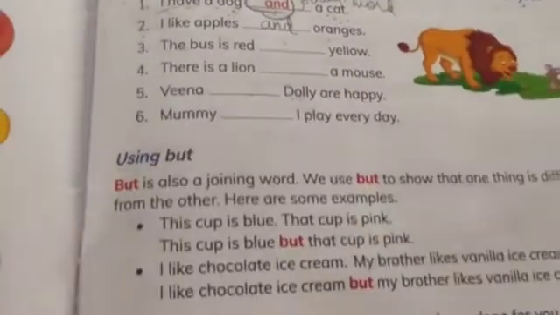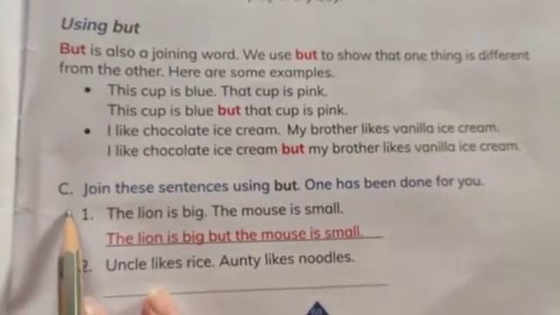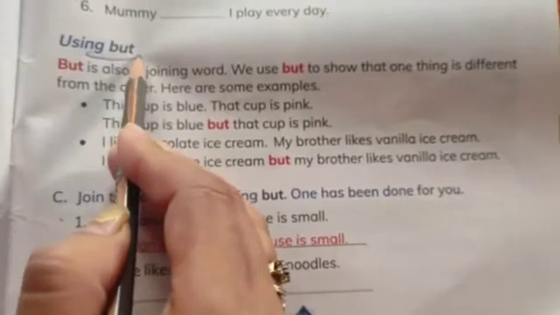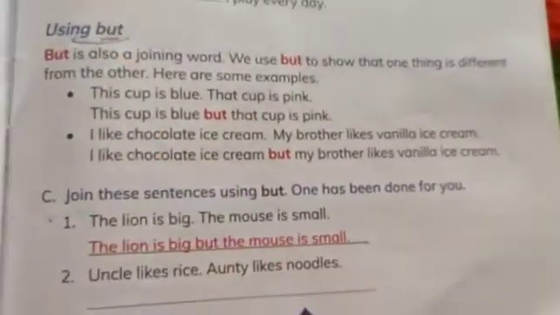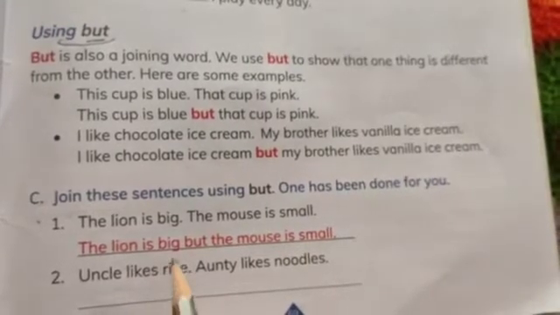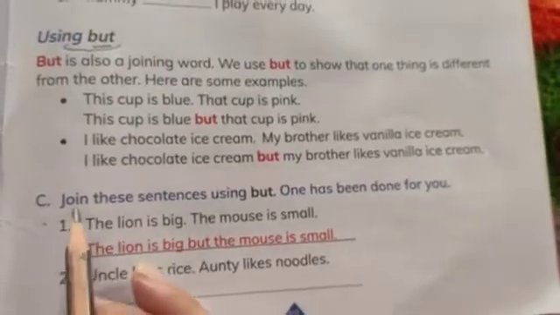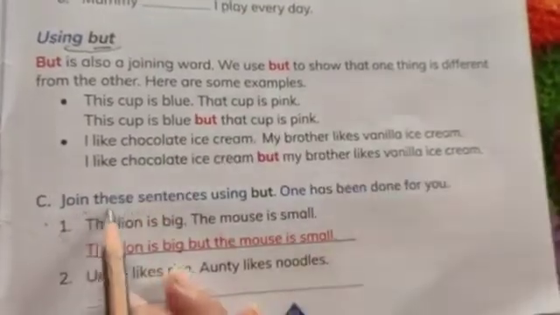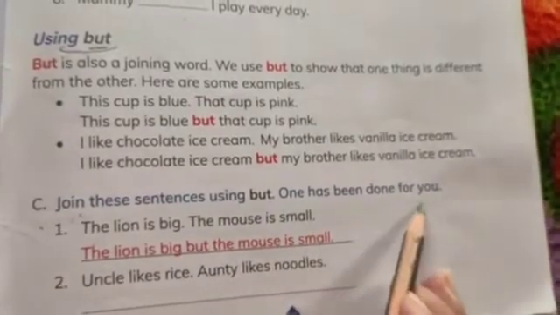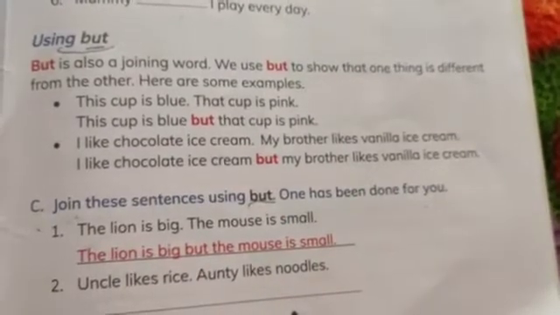Okay, Veena and Dolly, both are happy. They both are happy. Now class, come to exercise C of the same page. Here we will use which conjunction or which joining words? We will use but. Okay, but means, I told you, when one thing is different from the other or the opposite. Okay, so here let's read the question first. Join these sentences using but. One has been done for you. So we have to use which joining word? We have to use but.